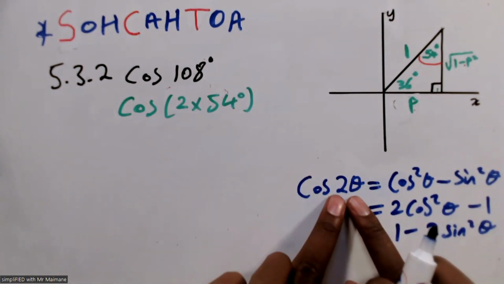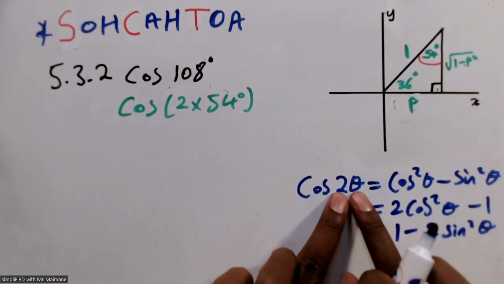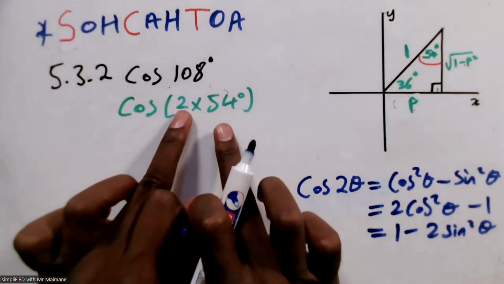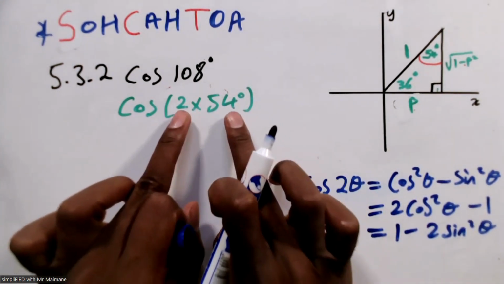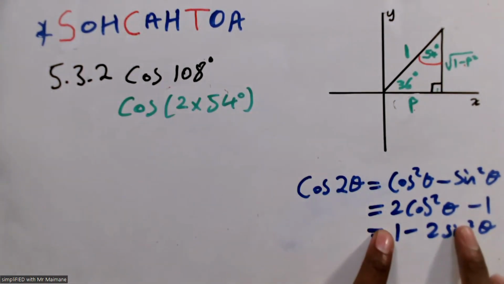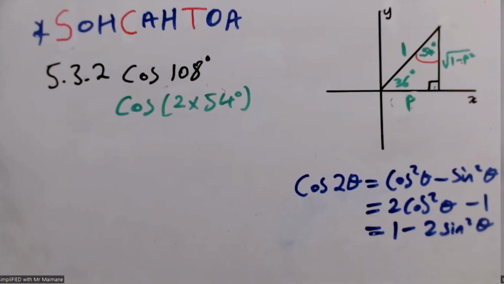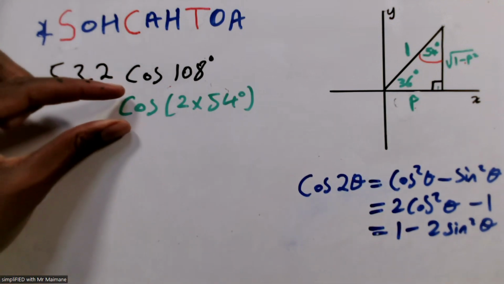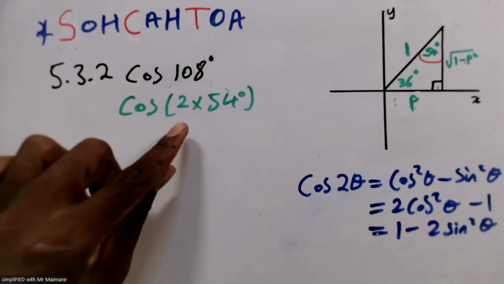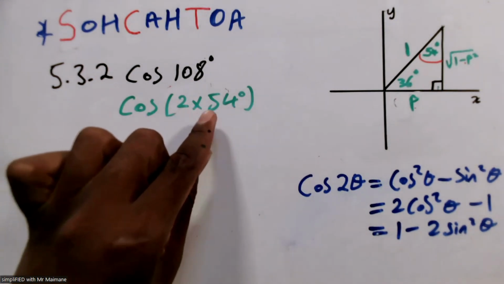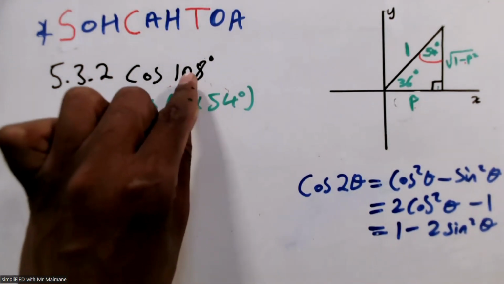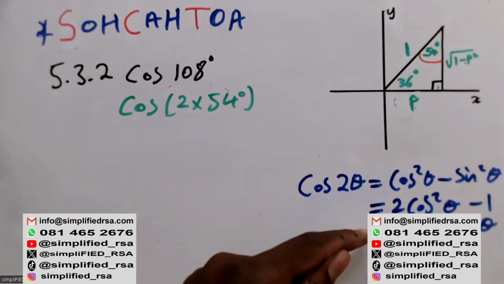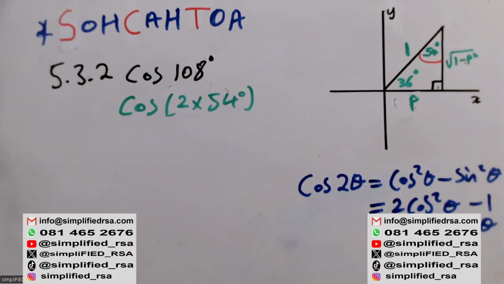But I'm showing you this just to relate that 2 theta is the same as 2 times an angle. So I can write this in this form. Do you see where this is going? From here, I can just choose any one of these expressions and represent this double angle of 2 times 54, because 2 times 54 does give me 108. So let me just choose the last one, because working with sine is much easier.